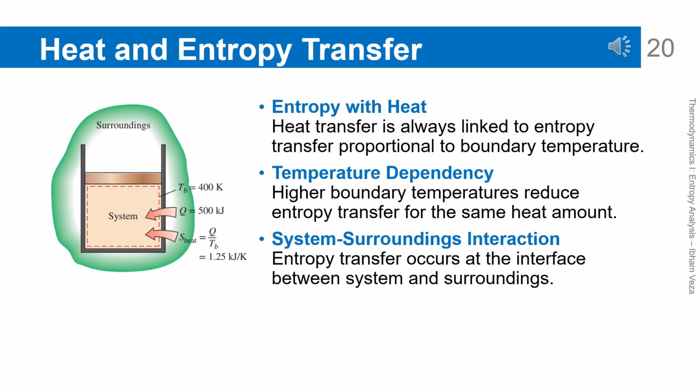Heat and entropy transfer. Every heat transfer is always accompanied by entropy transfer, whose magnitude equals Q divided by the boundary temperature. The higher the boundary temperature, the smaller the entropy transferred for the same amount of heat. This entropy transfer occurs at the interface between the system and the surroundings. This concept shows that temperature strongly affects the quality of thermal energy. Therefore, entropy analysis always involves boundary temperature.